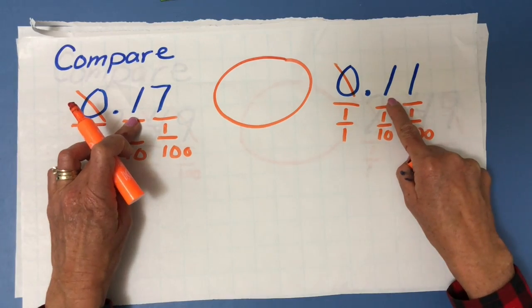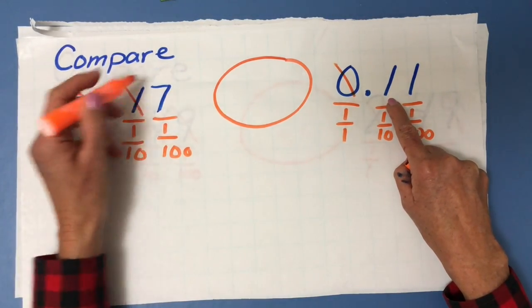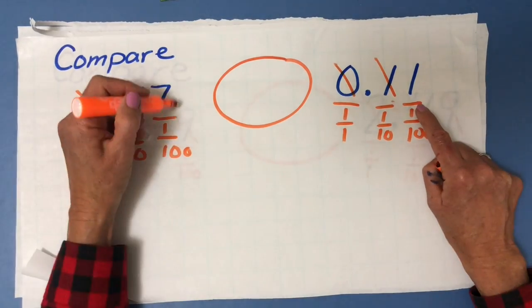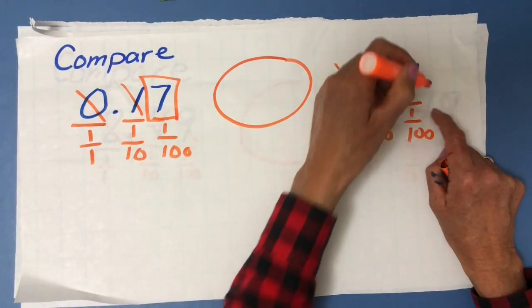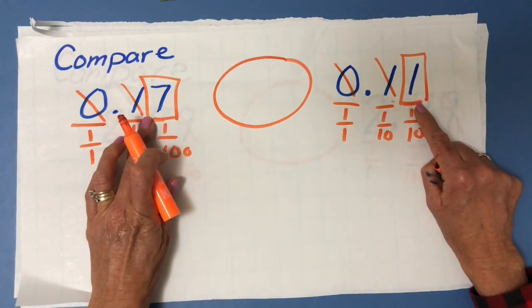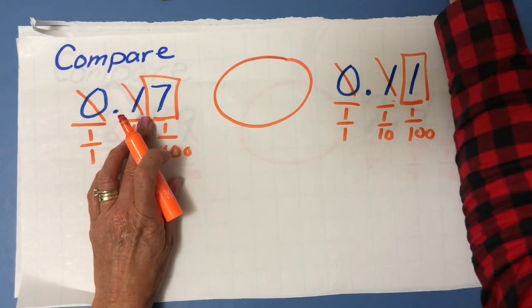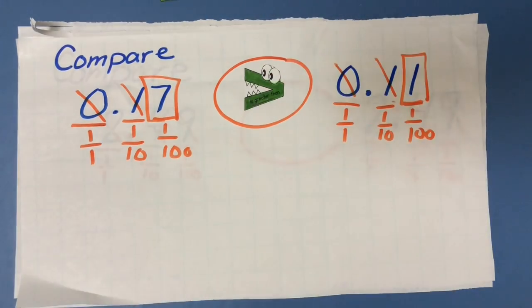So they both have a 0 in the ones place. Now I compare the tenths place. They look like they're the same. A 1. And now I compare the hundredths place. Wait, this is a 7, but this is a 1. So now I know which is bigger. The 7 is bigger, so I know the sign is going to be a greater than sign. Okay.